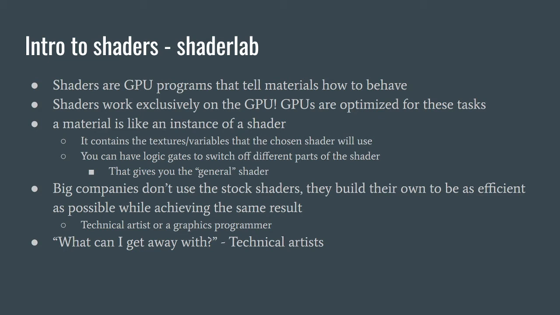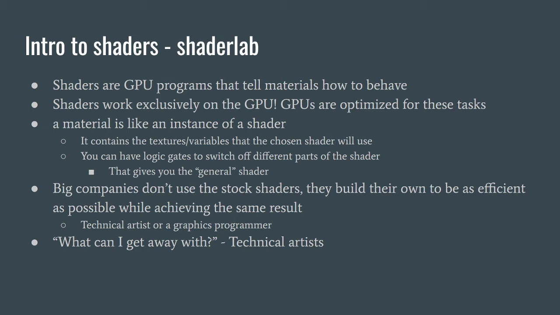So you'll have logic gates and things, so you can just turn off different parts of the shader. But basically, a material is just an instance of that shader. So the shader with a specific texture on it is a material. And you don't put shaders on objects, you put materials on objects. So a shader is just how the code works in the back end. And then a material is like an instance.